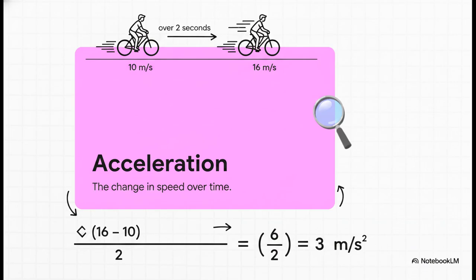The formula is simply your change in speed divided by the time it took. For instance, if you're racing on a bike at a steady 10 meters per second, and then you pedal hard, bumping your speed up to 16 meters per second over the next 2 seconds, you are accelerating.